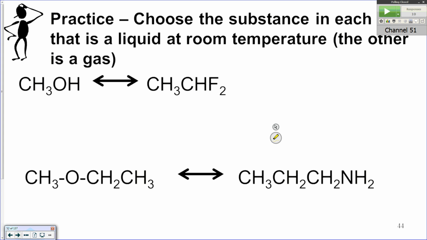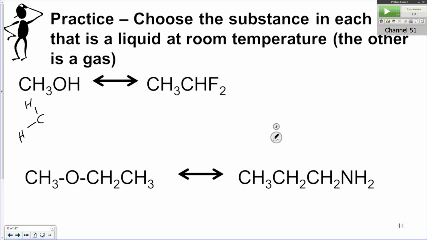All right, so let's do another practice one. It says choose the substance that's a liquid at room temperature, and the other phase is a gas in the system. Let's look at the top pair: CH3OH versus CH3CHF2. It's not a clicker question, so we have to think about what's going on. We need to be able to sketch out quickly how the atoms are attached in the molecule.